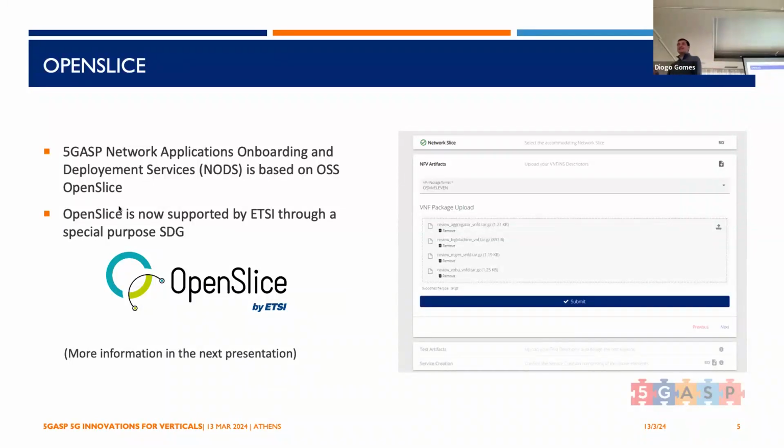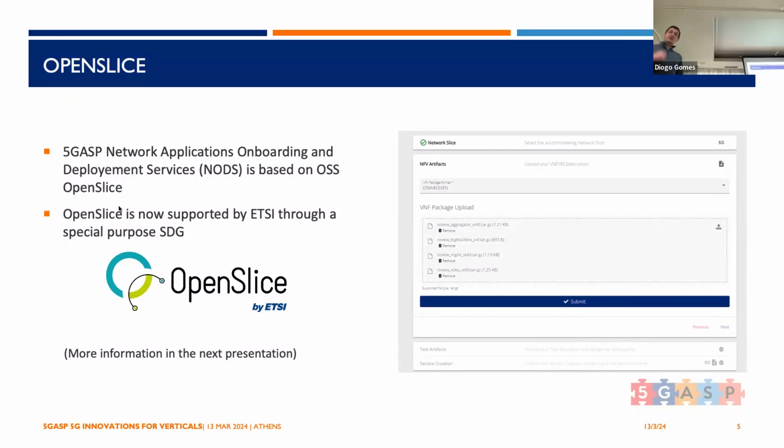To make these things happen, we resorted to an important piece of software, which in 5GASS we call the NODS, or Network Applications Onboarding and Deployment Service. And 5GASS NODS is based on an open source tool called OpenSlice. OpenSlice has grown a lot in the past years. It has reached an important state nowadays, has become an SDG part of ETSI, so it is being promoted inside ETSI. It will definitely outlive 5GASS.